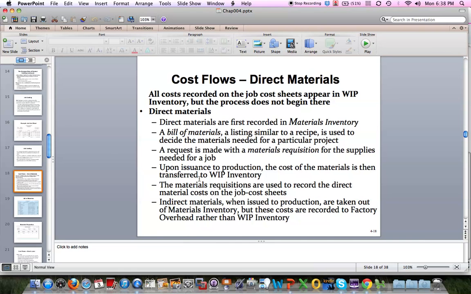And so that could be like glue or nails or screws or something that's needed, but it's not really important that we track every single screw or drop of glue used, obviously. Okay.